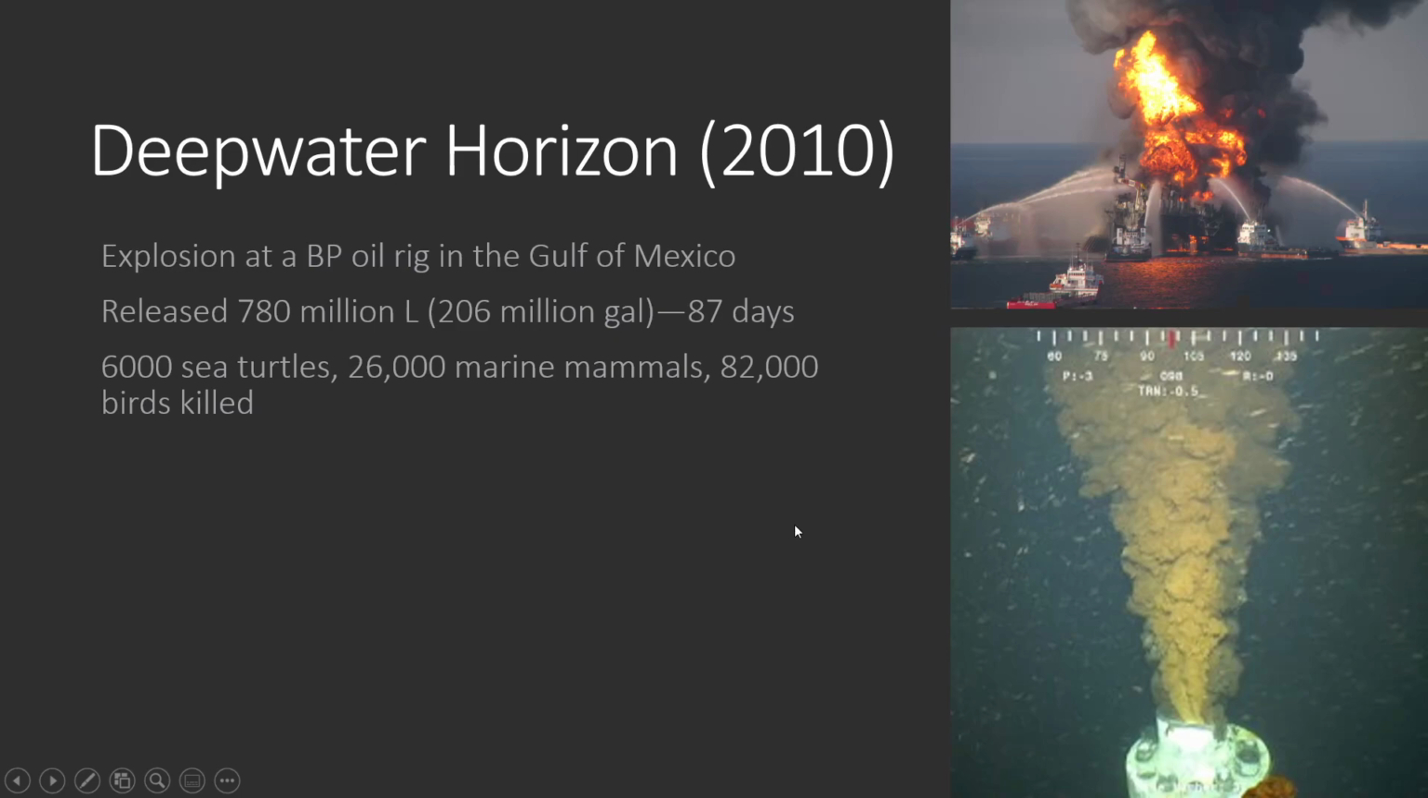Another example of a disaster that occurred was Deepwater Horizon, and it was an explosion at a British petroleum oil rig in the Gulf of Mexico. 780 million liters of oil was released over 87 days. 6,000 sea turtles, 26,000 marine mammals, and 82,000 birds were killed in this process.